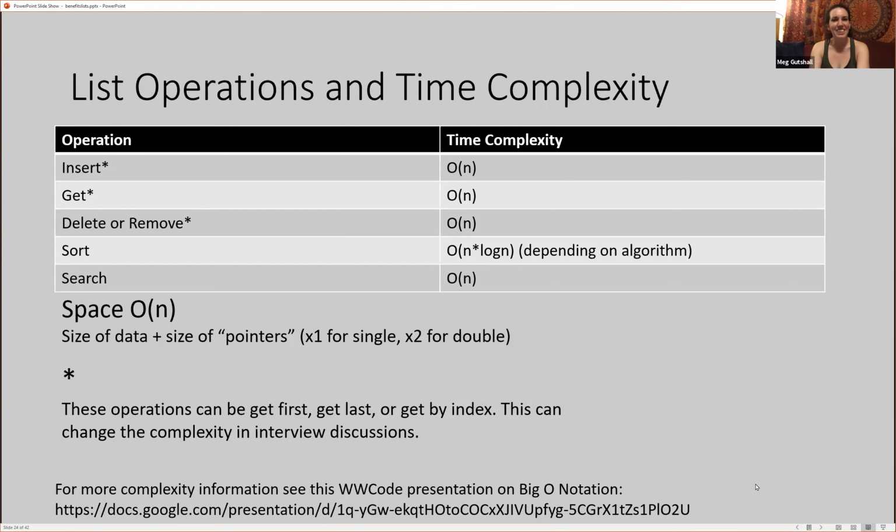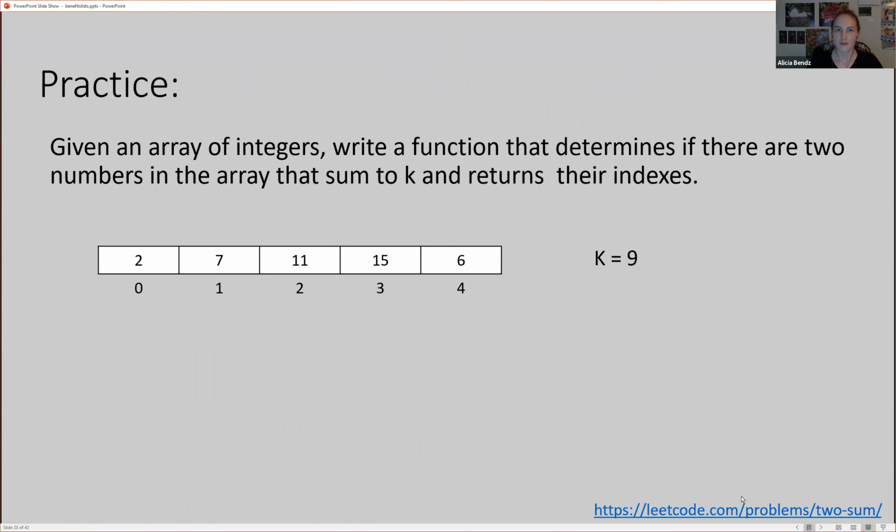No n factorial here. Okay, so I'm going to move into the practice questions. There's 2 practice questions. The first one is, given an array of integers, so we're going to start with arrays, write a function that determines if there are 2 numbers in the array that sum to k and return their indexes. I have a typo there, but I'll live.